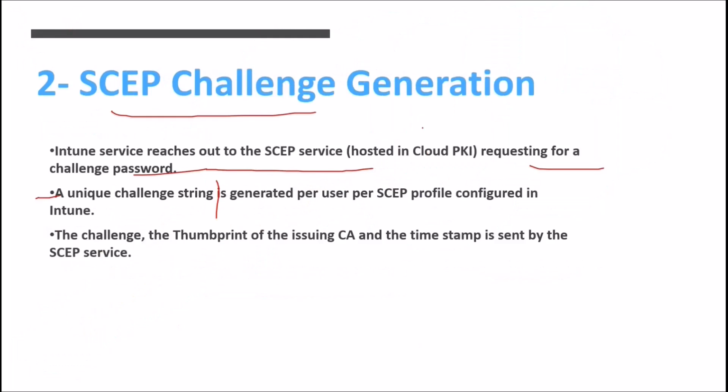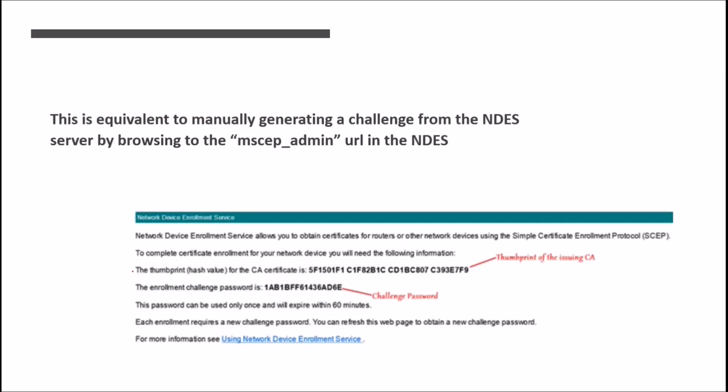Okay, all right. So in step 2, we saw that the challenge was generated and sent to the Intune service. Now you have a way of generating this challenge manually as well. We could do this in the case of on-premise NDES. So if you have an on-premise NDES server, and you go to the mscep_admin URL, over there you can see that the challenge is being generated and it looks something like this.